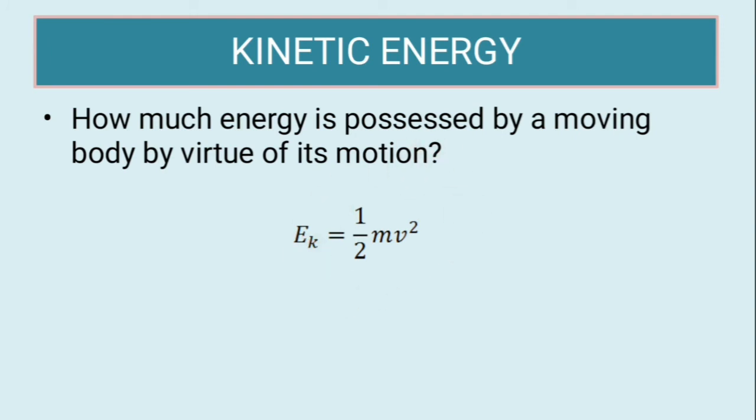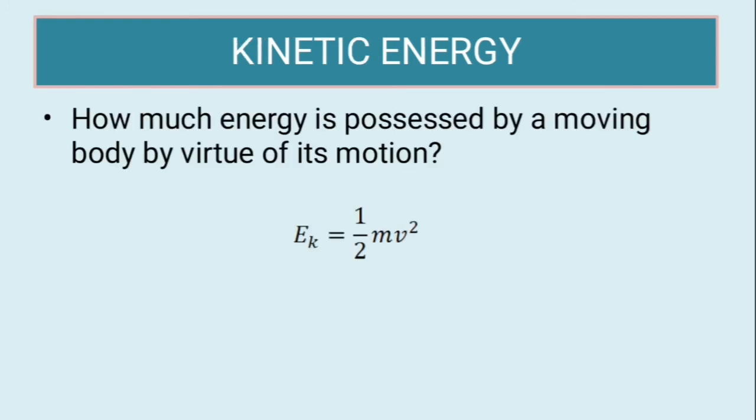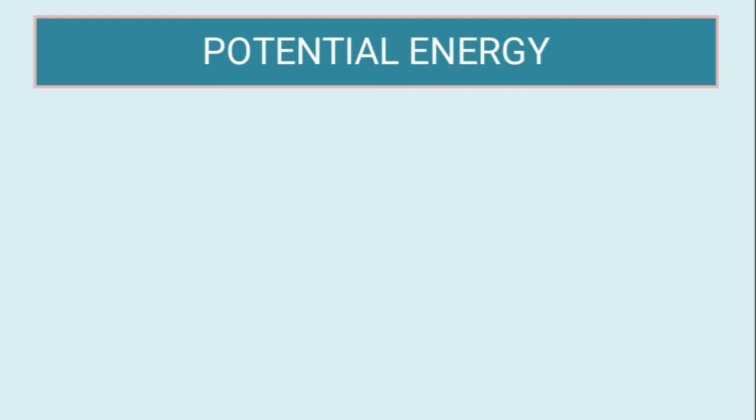Now how do we get this half mv square? Students, there is a derivation for this particular formula, half mv square. What we generally do in this case is we use a derivation using a kinematic relation. Okay, so we use kinematic relation to derive this, but we are going to do this in the next session. For the time being, we will see potential energy.